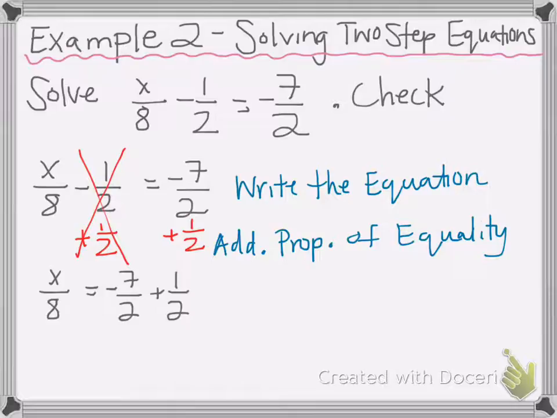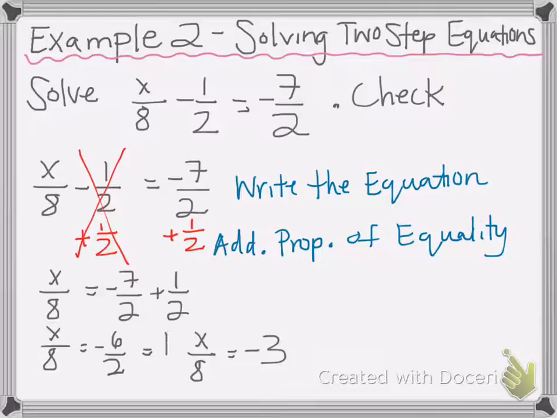Okay, so now that I have this, I'm going to go ahead and clean that up a little bit. Let me just show you. I'm doing that negative 7 plus 1/2. They have the same denominator, so I can go straight through. So that is x over 8 equals, you have a negative 7 and a positive 1, so that is a negative 6 over 2, which ultimately equals x over 8 equals negative 3.